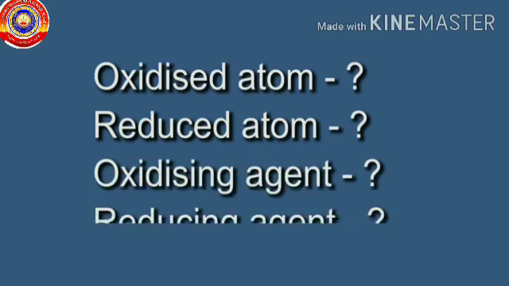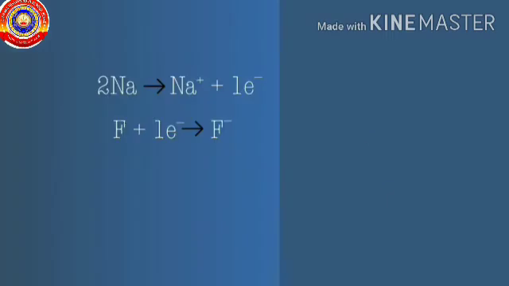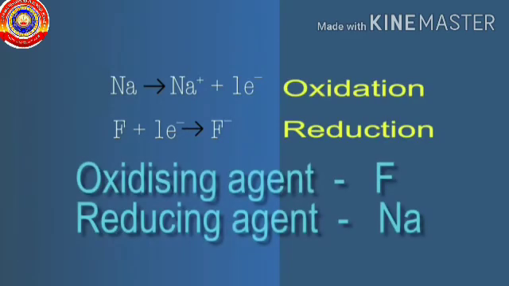Now the question is, which atom gets oxidized here? Which atom is reduced? Which is the oxidizing agent? And which is the reducing agent? From this equation, sodium loses 1 electron and becomes the sodium ion. That means the atom that donates an electron gets oxidized. So sodium is responsible for the reduction of fluorine, hence sodium acts as a reducing agent.